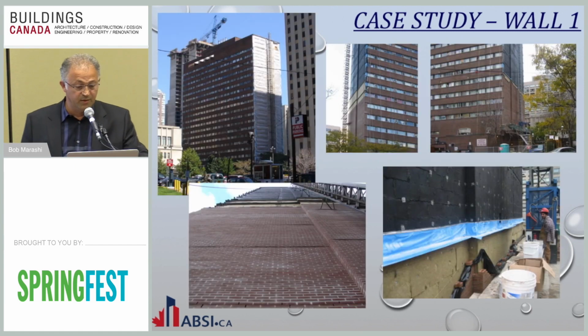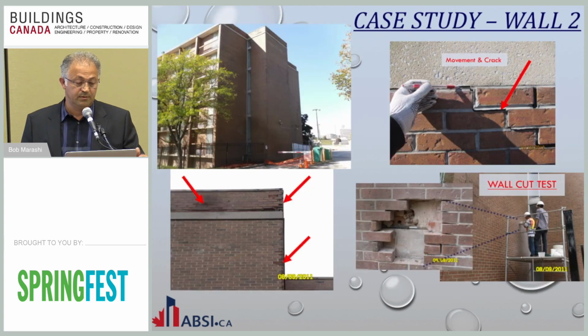So this building actually went through entire wall replacement with a new air vapor retarder on the back of the wall, new shelf angles, waterproofing, new brick, and still there.